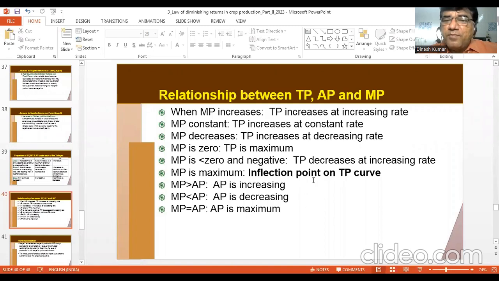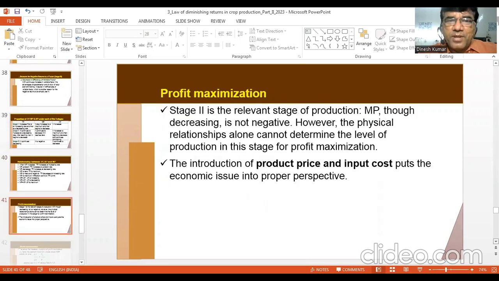MP is maximum at the inflection point on the TP curve. This is important. When MP is greater than AP, AP is increasing. When MP is less than AP, AP is decreasing. And when MP is equal to AP, AP is maximum. So these are the relationships. Most of you might be aware of this.